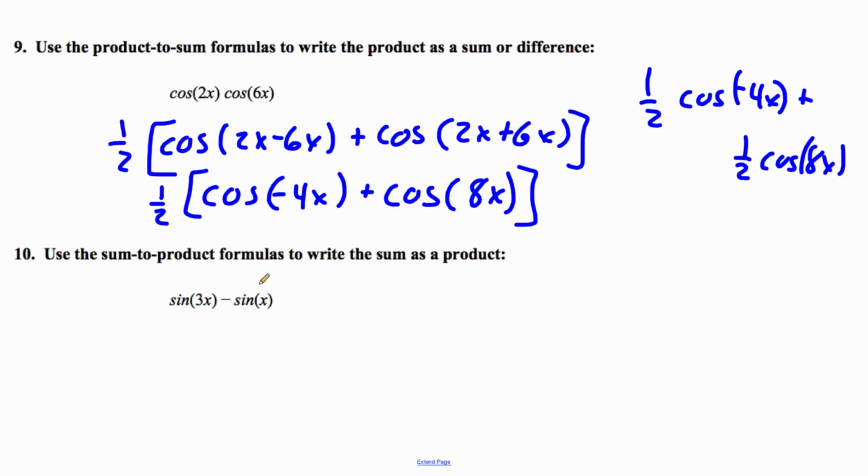Number 10, we're using sum to product formulas in order to rewrite this sum as a product, so a multiplication problem. So we've got a sine of 3x minus a sine of x, so sine minus sine.